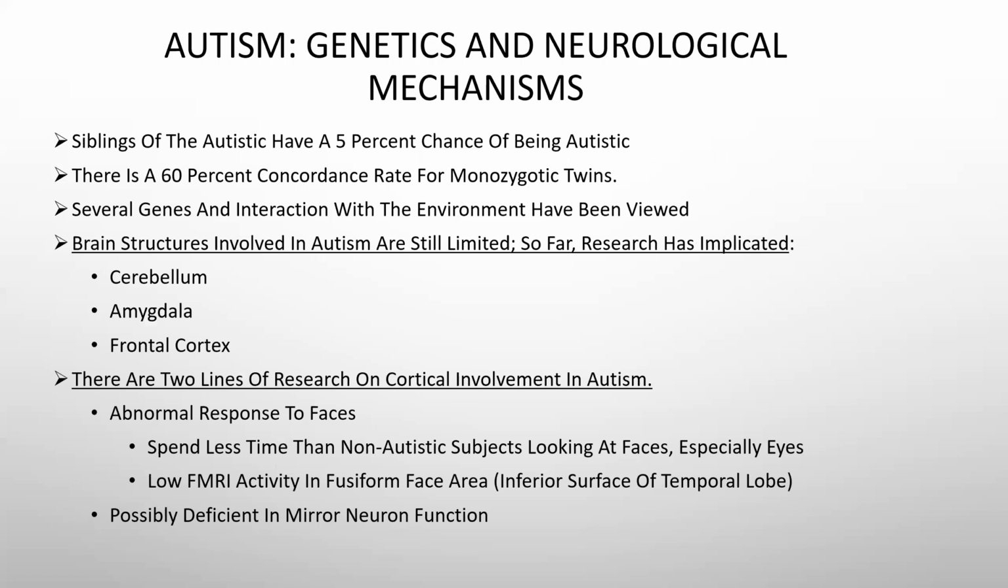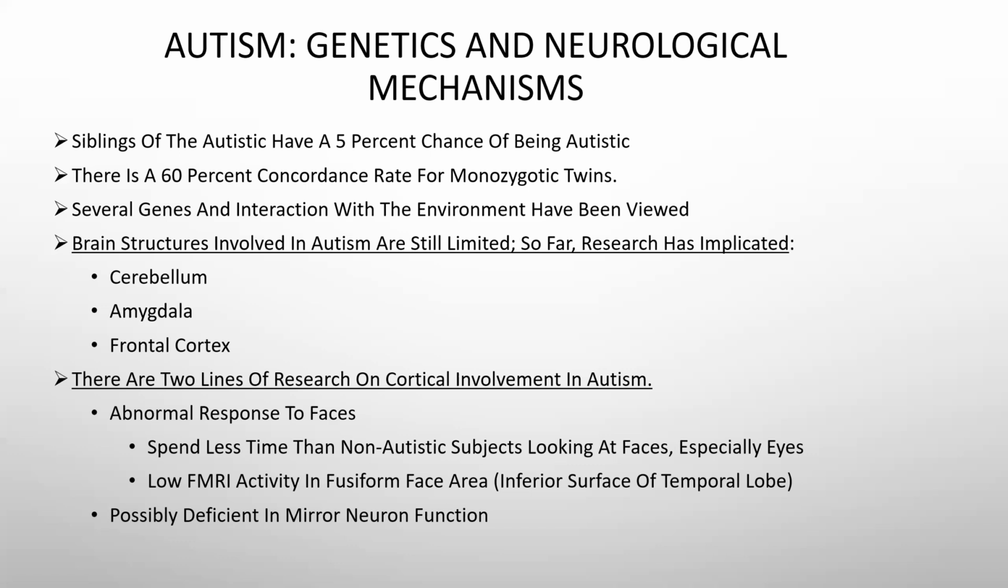Okay. Some genetics and neurological mechanisms here for autism. Siblings of the autistic have a 5% chance of being autistic, okay? But there is a 60% concordance rate, okay? So identical twins, if one is autistic, 60% chance that the other one is also autistic. Several genes in interaction with the environment have been viewed. This is not a single gene issue, and the etiology for autism is still really not known, but we do know that it is neurodevelopmental, okay? Because we have looked at some of the brain structures here.